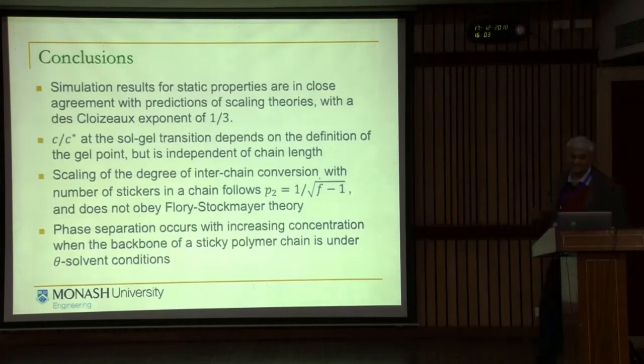I'm concluding. So, we've looked at simulation results for static properties, and they're in good agreement with the predictions of scaling theories. However, not with a de Gennes exponent of 0.78, but rather with a third. And C over C star at the sol-gel transition depends on how you define the gel point, but it's independent of chain length. And rather than following the 1 over F minus 1 Flory-Stockmeyer theory, the interchain degree of conversion seems to follow 1 over square root of F minus 1. And you will get phase separation with increasing concentration when the backbone of a sticky polymer is under theta solvent conditions. Thank you.